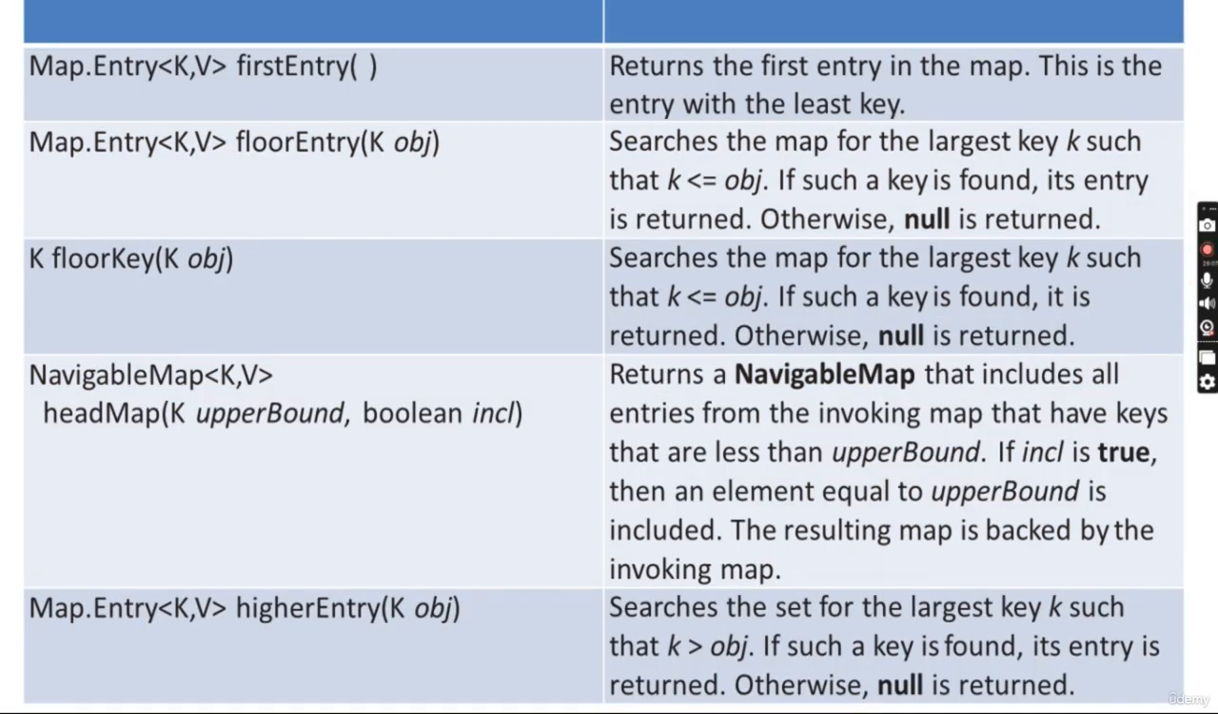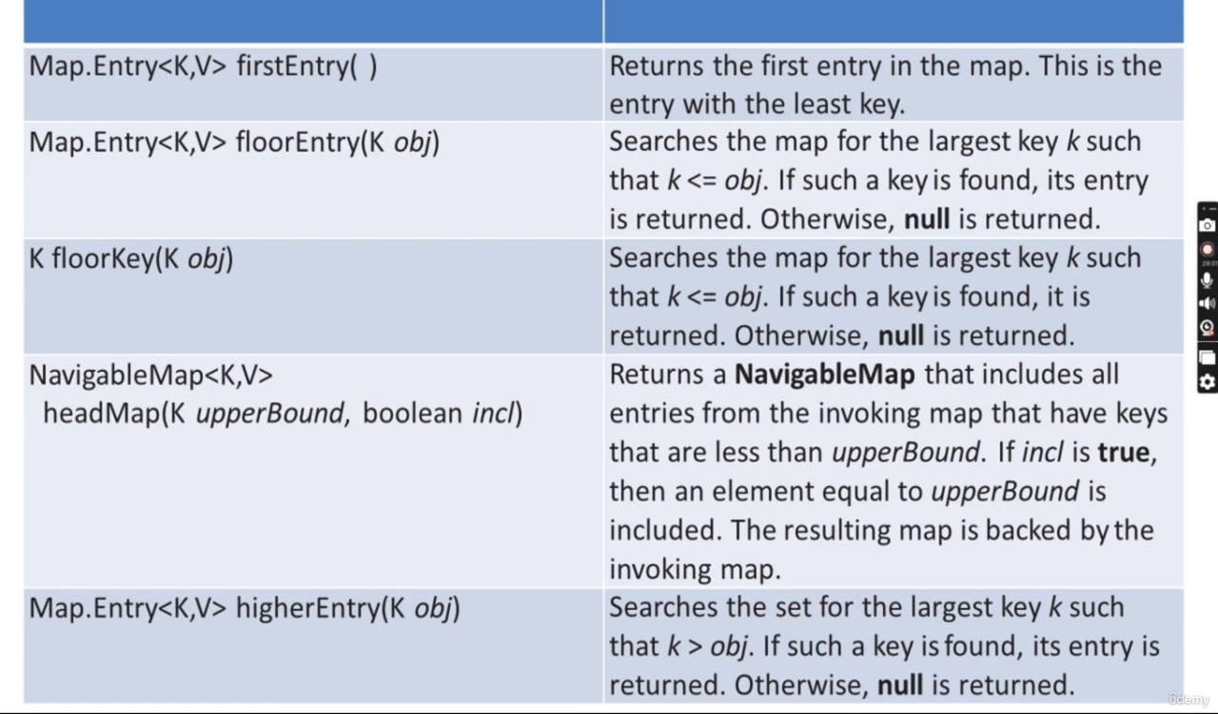Map.Entry<K,V> firstEntry returns the first entry in the map. This is the entry with the least key. floorEntry searches the map for the largest key K such that K is less than or equal to the object. If such a key is found, its entry is returned, otherwise null is returned. floorKey, only the key is returned in this case, whose value is less than or equal to the object.